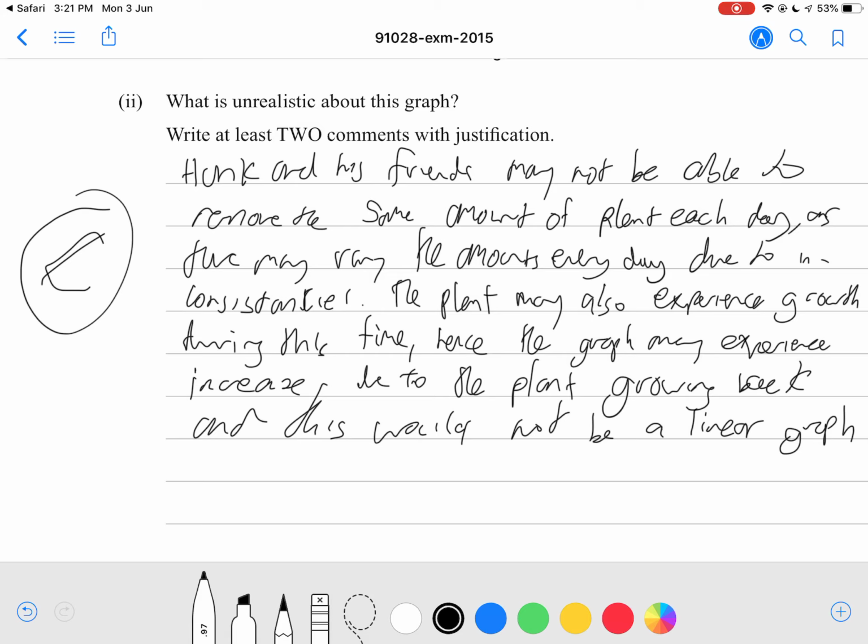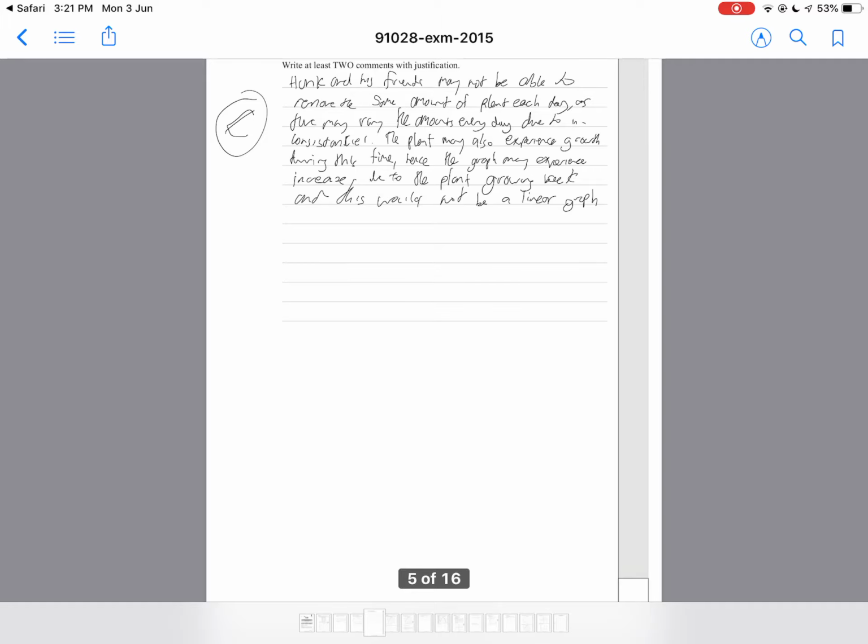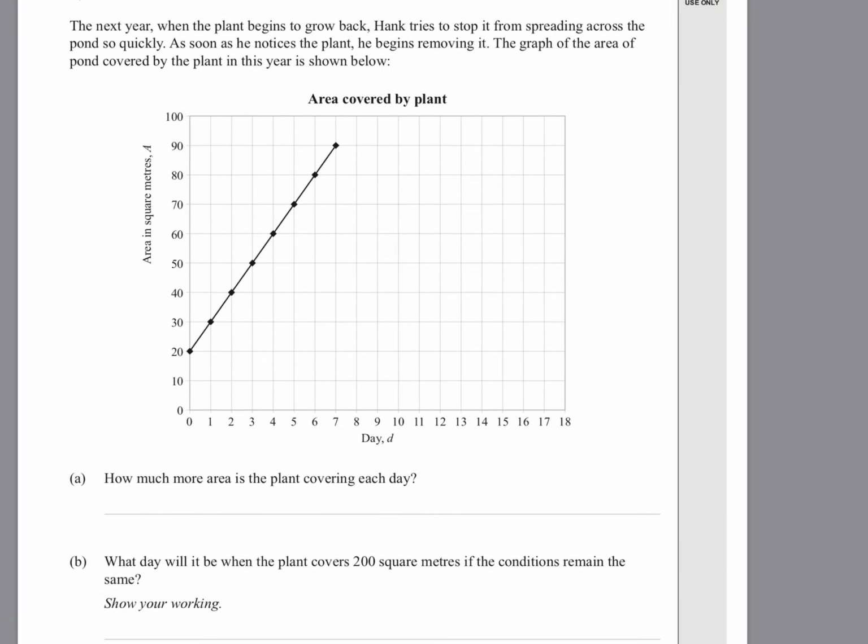So getting excellence, you're saying that Hank and his friends may not be able to remove the same amount of plant each day, and you're also saying that the plant may grow back, and therefore the graph may experience some increase and decrease, inconsistent decreases, and hence it will not be a linear graph. That will get you an excellence grade for this question. Okay. Alright, moving along. Question 2.